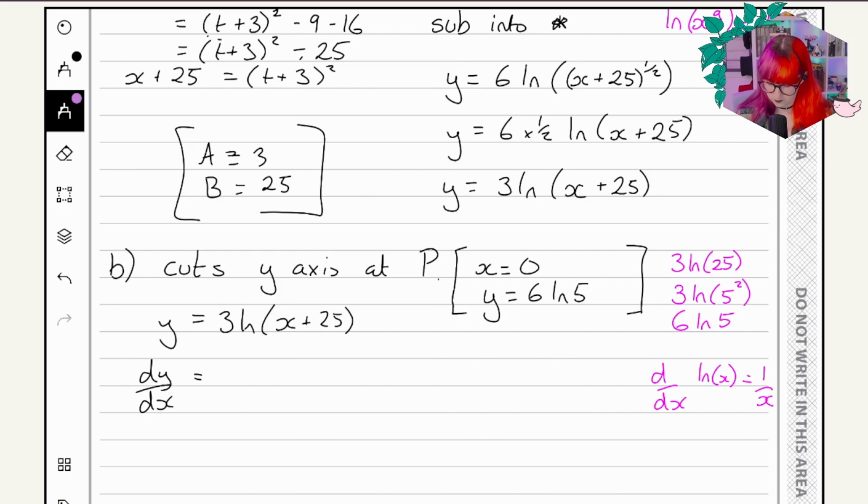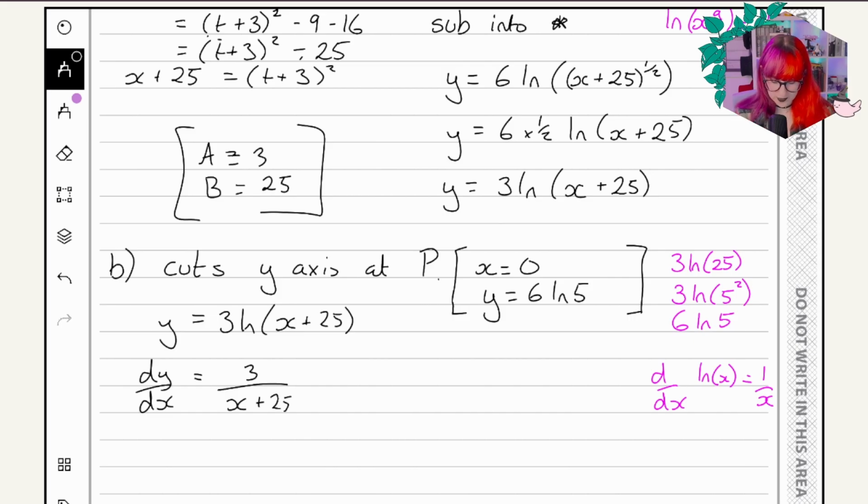So the derivative of log goes to 1 over. So we can leave the 3 alone. And what we get is we do the entire thing inside. If x had powers or anything, it would be more complicated, but it's not. So we get 3 over x plus 25.